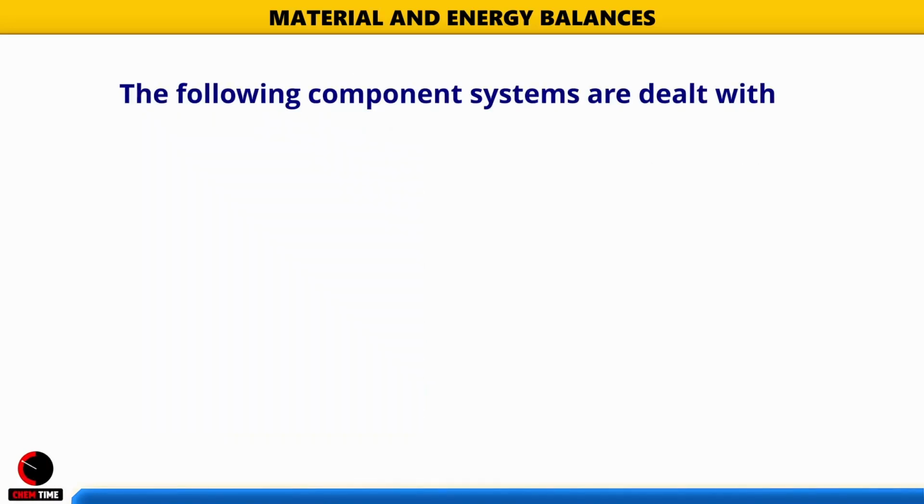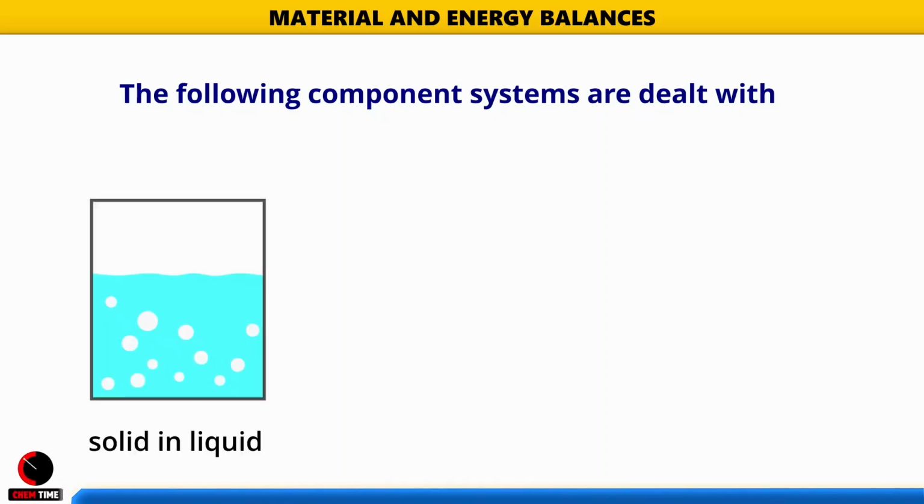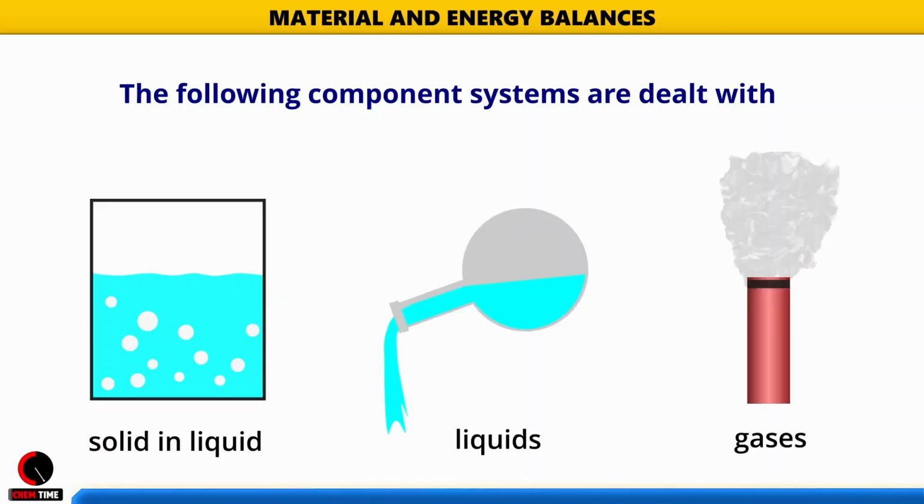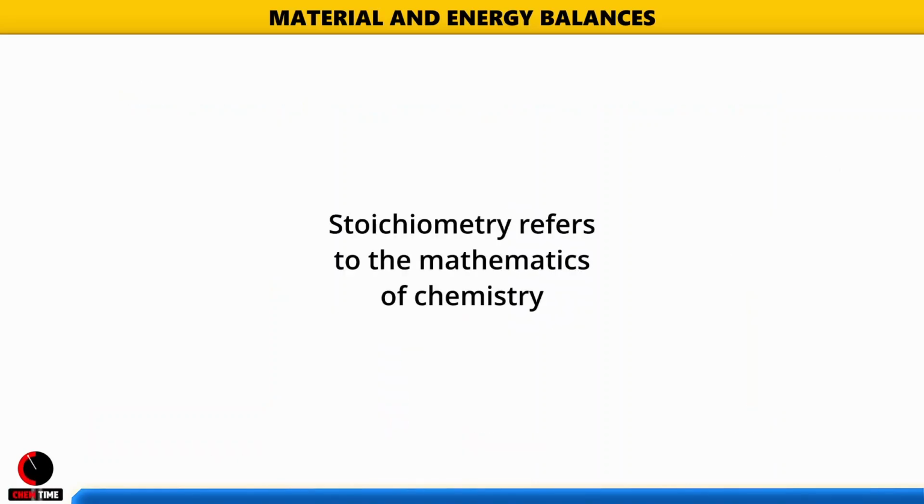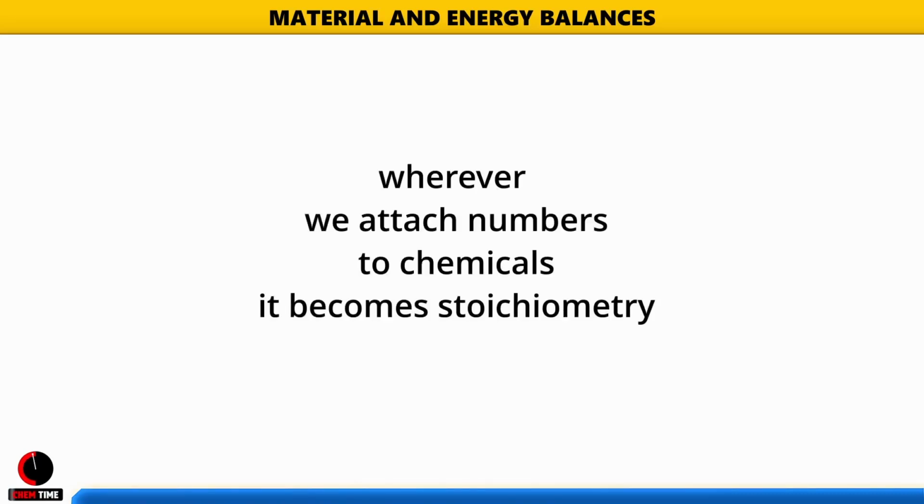Engineers deal with the following components. One is solid dissolved in a liquid to form a solution, liquids or gases. The word stoichiometry, which is repeatedly used in process calculations, refers to the mathematics of chemistry. Wherever you attach numbers to chemicals, it becomes stoichiometry.